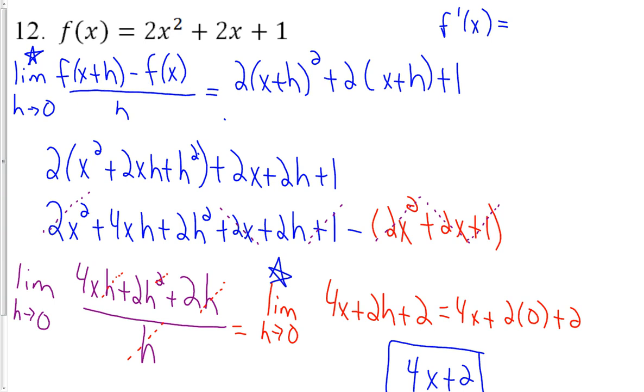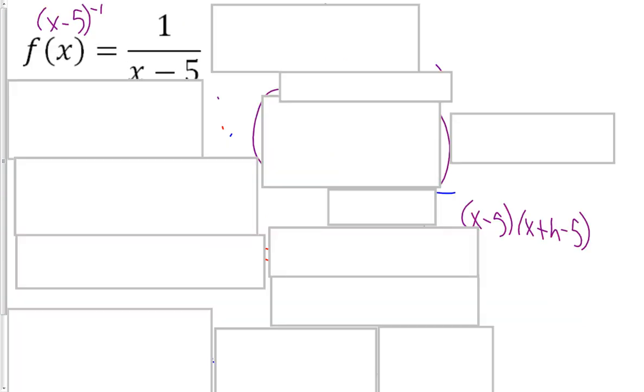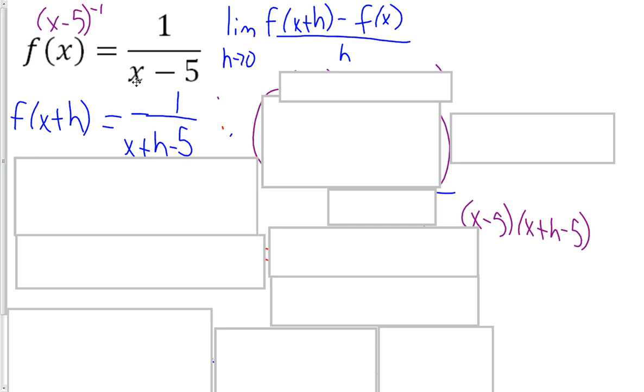Moving on to the next one. Now we're dealing with a fraction, 1 over x minus 5, which, just for the shortcut reason, can also be referred to as x minus 5 to the negative 1. And the formula is the limit of f of x plus h minus f of x all over h as h goes to 0. And again, f of x plus h is what? 1 over x plus h minus 5.